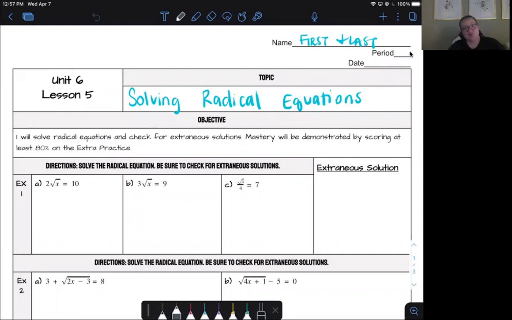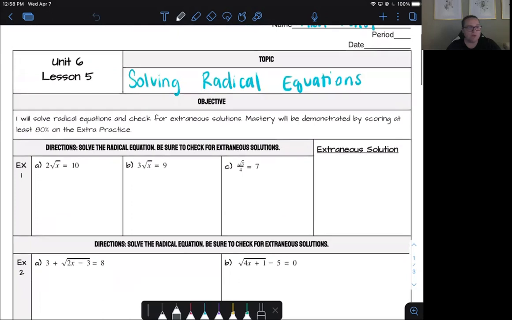So today we're going to start Unit 6, Lesson 5. Our main topic is solving radical equations. So we're going to have some equations with radicals in them, and we have to figure out how to solve for our variable. Don't forget to put your first and last name, period, and the date in the upper right-hand corner of your paper. Today's objective is I will solve radical equations and check for extraneous solutions. Mastery will be demonstrated by scoring at least an 80% on the extra practice.